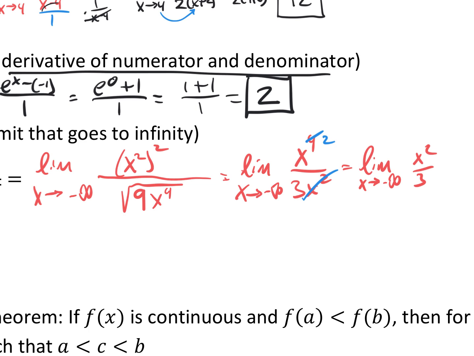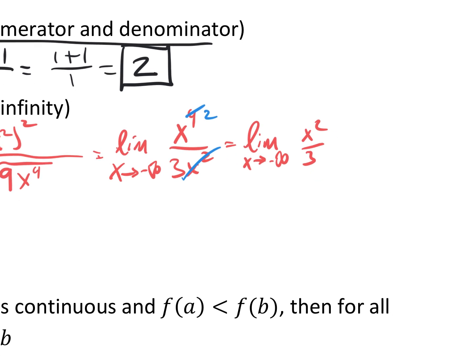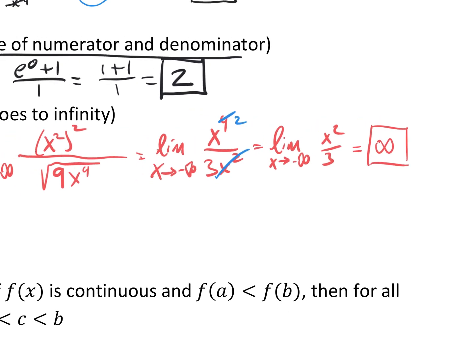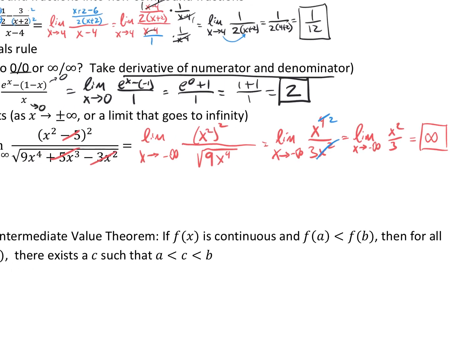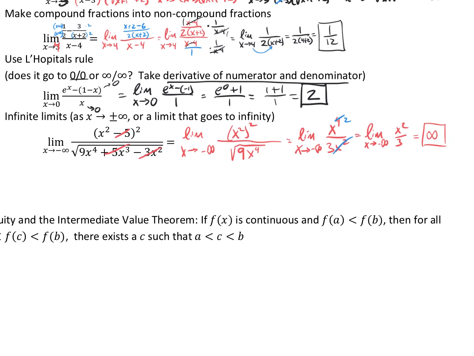When you plug in negative a million, negative a billion, negative a trillion, this is going to be a positive number because it's squared. It's always positive. So this is blowing up and becoming a positive infinity. All right. So that's the idea there. Get rid of the small terms as we're going to infinity, and then clean it up, and hopefully you can figure out what the limit is from there.